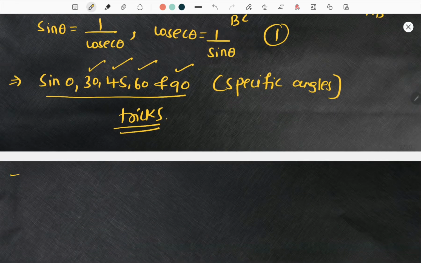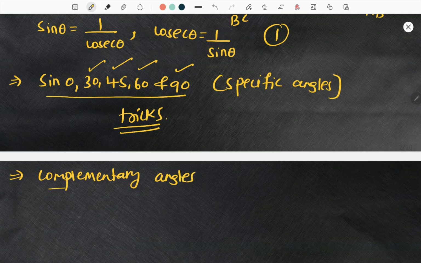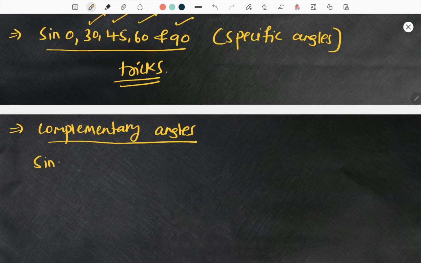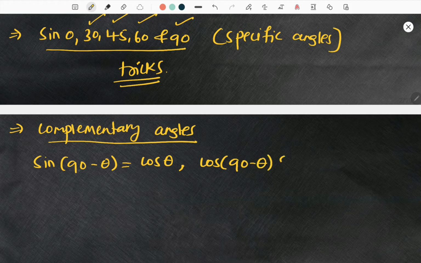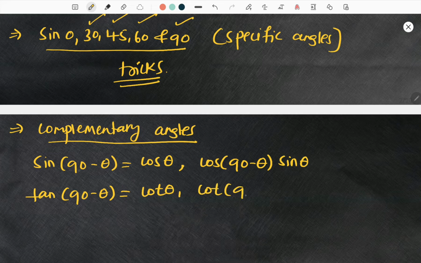Alright, then you must be having an idea about complementary angles ratios. You must have heard that sine of 90 minus theta is what? That is going to be cos theta. Similarly, cos of 90 minus theta is going to be sine theta. And we have tan of 90 minus theta is cot theta. Then we have cot of 90 minus theta is equal to tan theta.